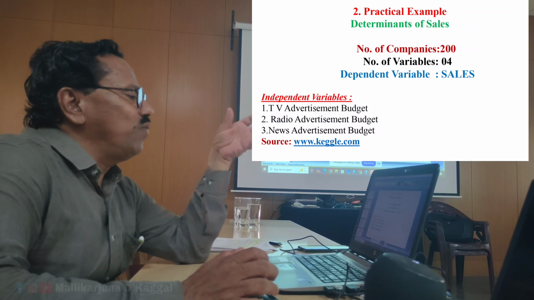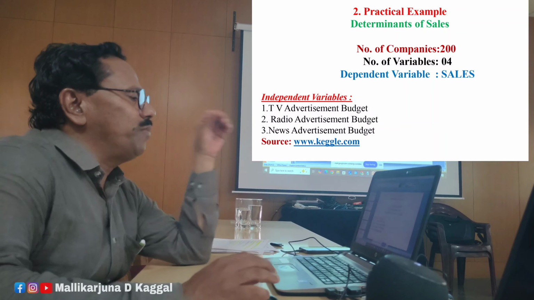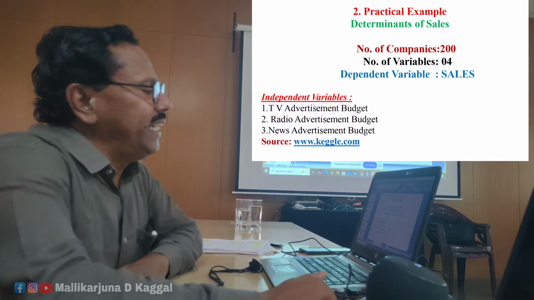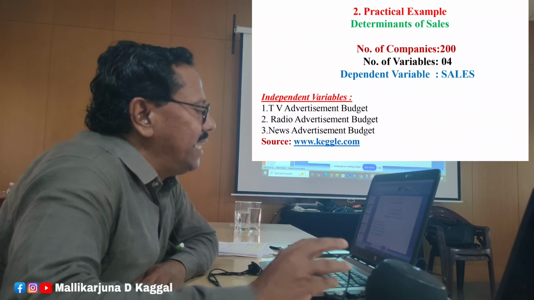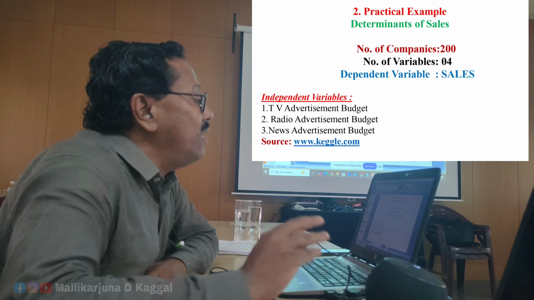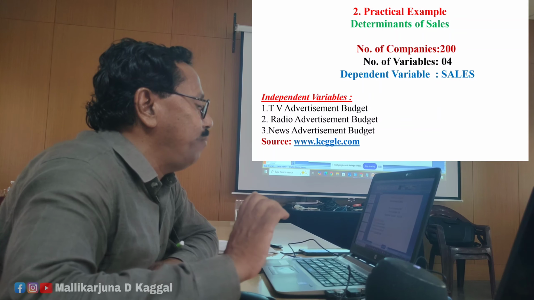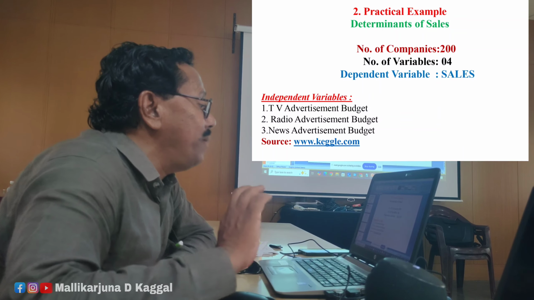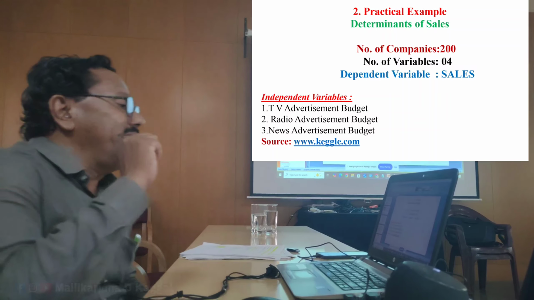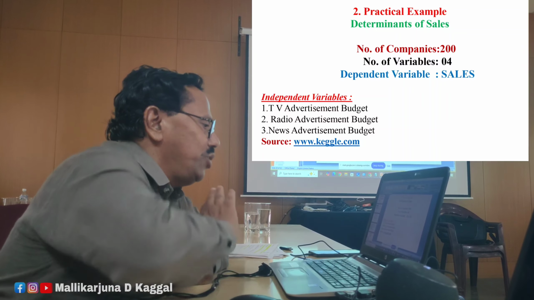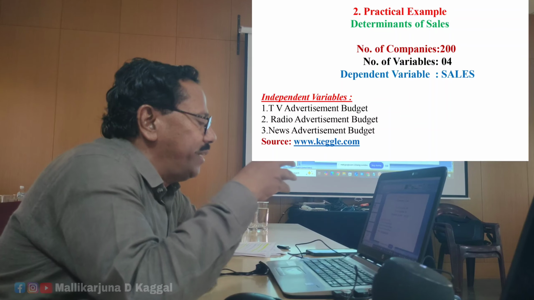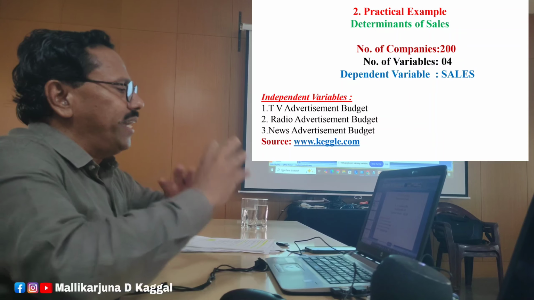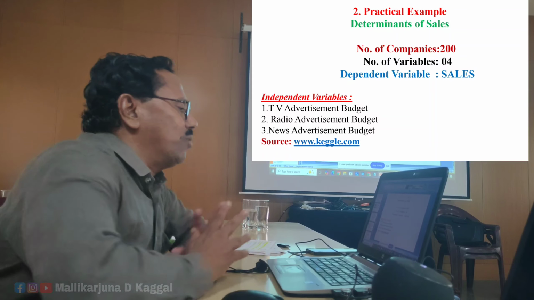How are the sales influenced? Whether the sales are influenced by these 3 or not. First we need to check collinearity: whether there is any strong relationship or correlation among the independent variables. I am repeating once again: among the independent variables you have to check. You don't include the dependent here. You keep the dependent variable aside. Only independent variables you have to take, and those should be checked for correlation.